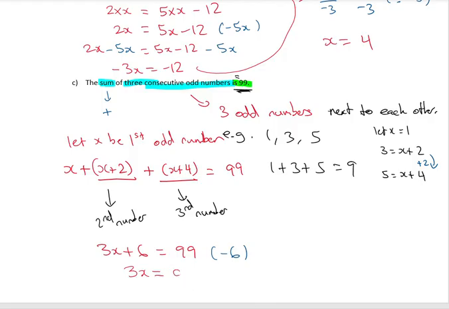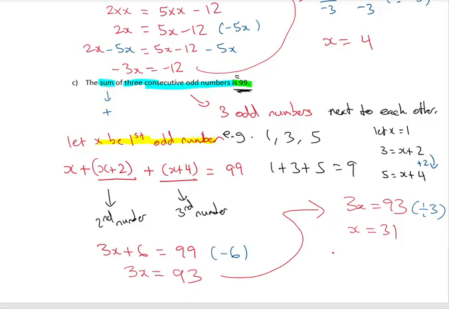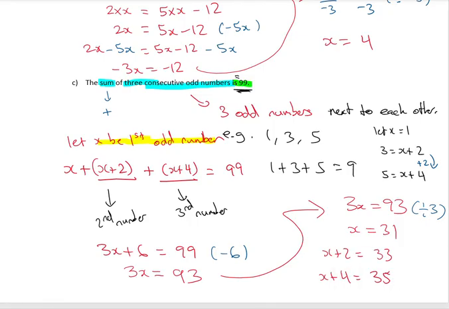Oh, what am I doing? Then you divide by 3, so x equals 31. But just remember, x is my first odd number. So x plus 2 equals 33, and x plus 4 equals 35. If you add 31, 33, 35, you will actually get 99 at the end.